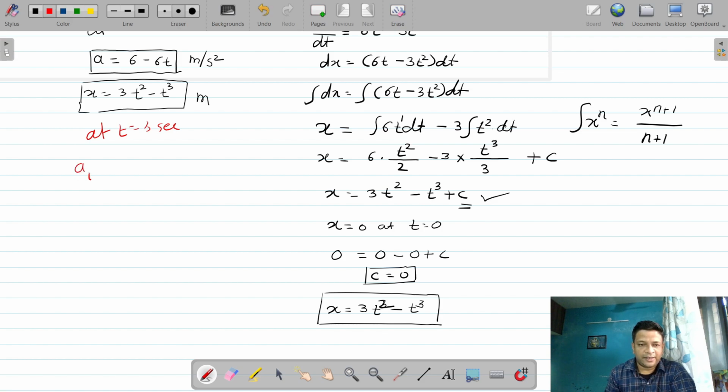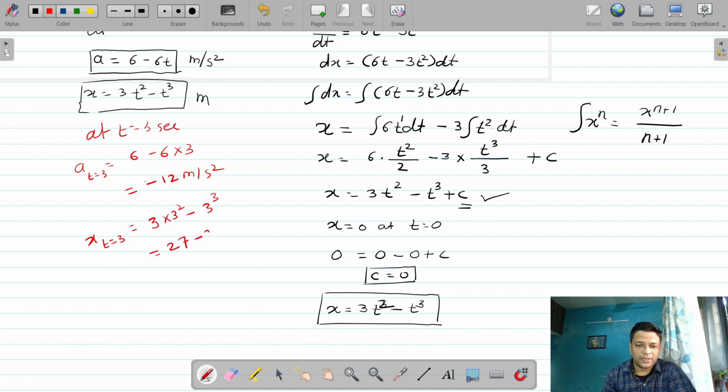So acceleration at t is equal to 3 seconds becomes 6 minus 6 into 3. So it is 6 minus 18, that is minus 12 meter per second square. So displacement at t is equal to 3 seconds becomes 3 into 3 square minus 3 cube. So this is 27 minus 27. So this is 0 meter. At t is equal to 3 seconds, displacement becomes 0 meter. This way we have calculated the values of displacement and acceleration at t is equal to 3 seconds.